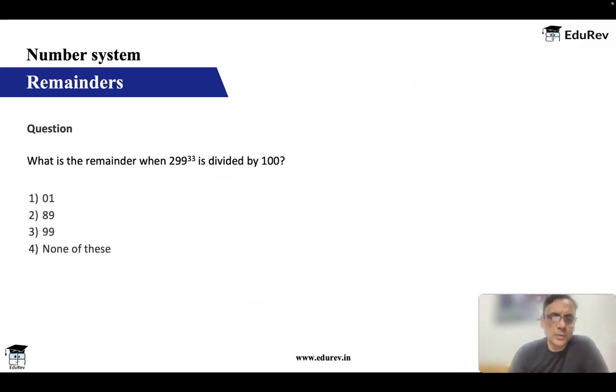What is the remainder when 299 to the power 33 is divided by 100? This question I think we had done in one of the earlier classes also, where we found out the last two digits of 299 to the power 33. Now the last two digits of 299 to the power 33 would be the same as the remainder when 299 to the power 33 is divided by 100. Okay, so essentially both the questions are the same. Now I want to use the concept of negative remainder here.